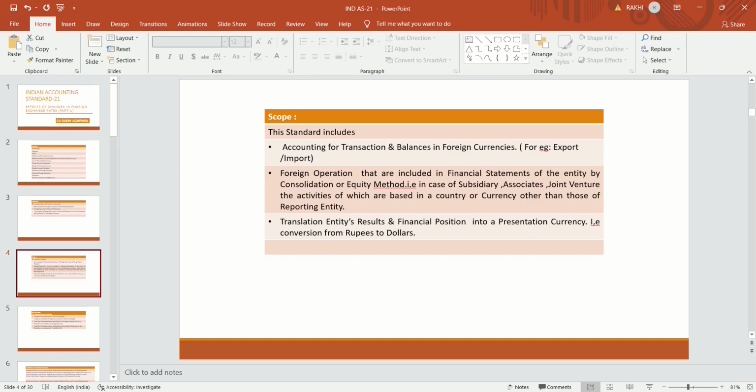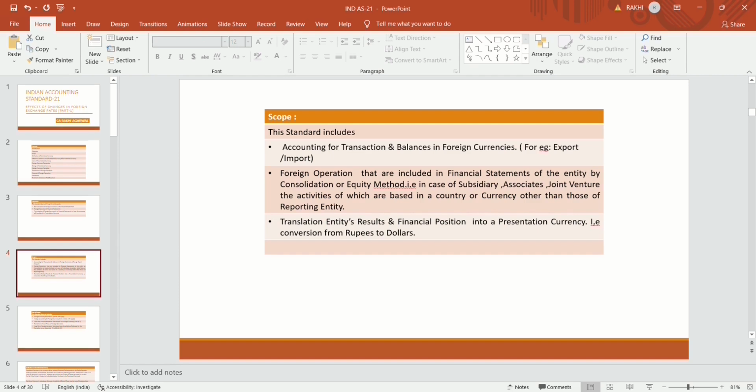And then the foreign operation that is included in the financial statements of the entity by consolidation or equity method. That is, in case of a subsidiary, associate, or joint venture, the activities of which are based in a country or currency other than those of the reporting entity. Means foreign operations, which are in case of subsidiary, associate, joint venture.